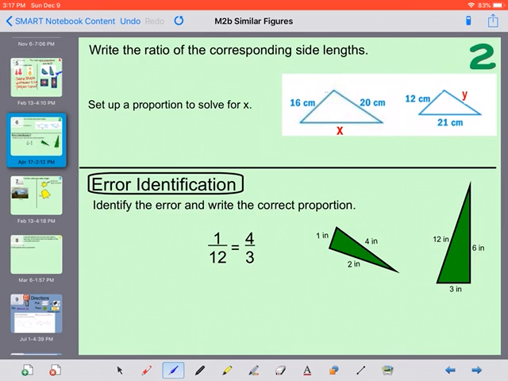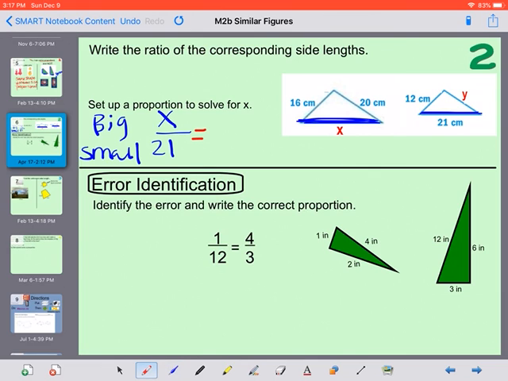So let's look at a couple of examples here. It says write the ratio of the corresponding side lengths. Set up a proportion to solve for x. So we need to figure out this side. Well, which length is on the same side as the bottom on this triangle? Well, it would be the bottom on this triangle. So if I set up a proportion from the big triangle to the small triangle, I would write, well, x is on the big triangle and 21 is on the small triangle. So that's my first proportion, this side to that side.